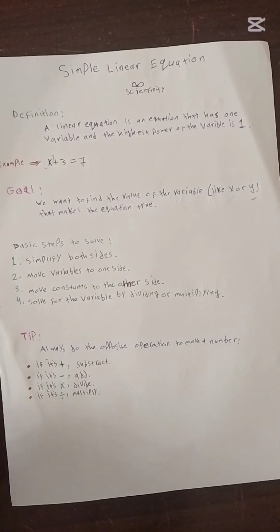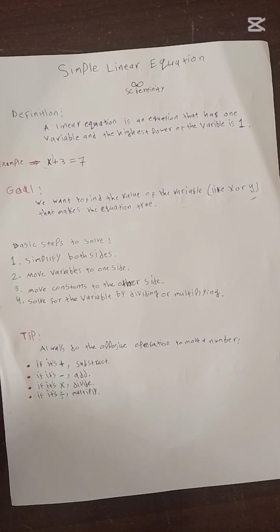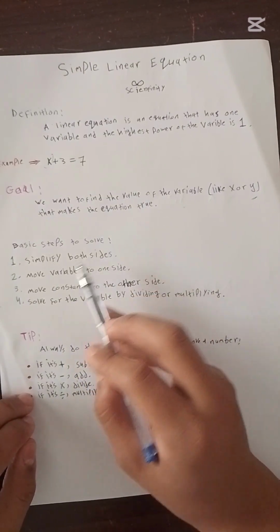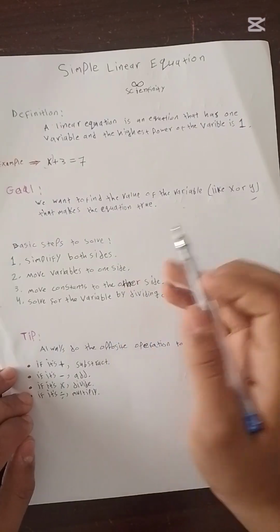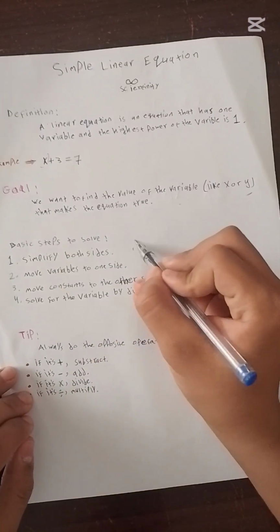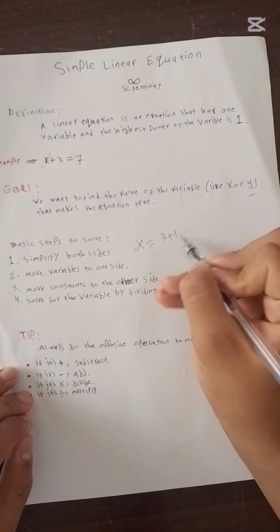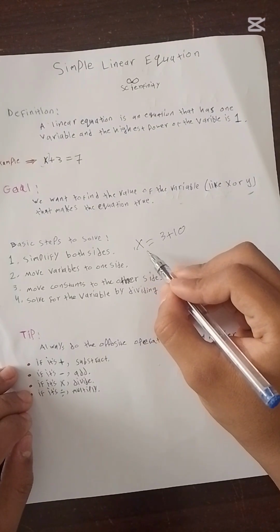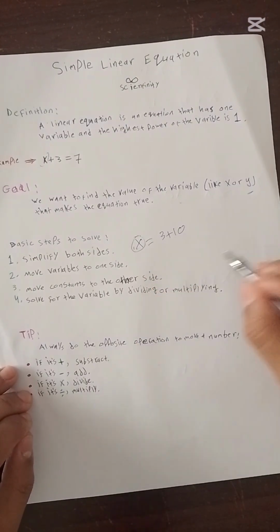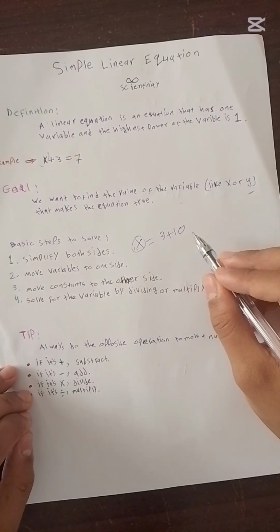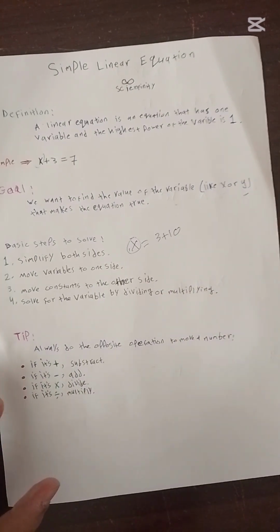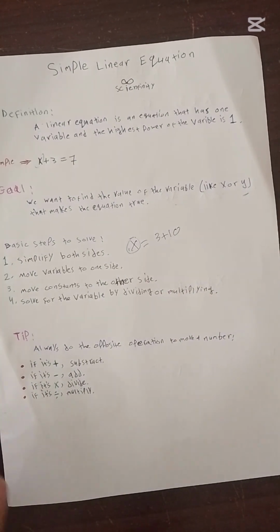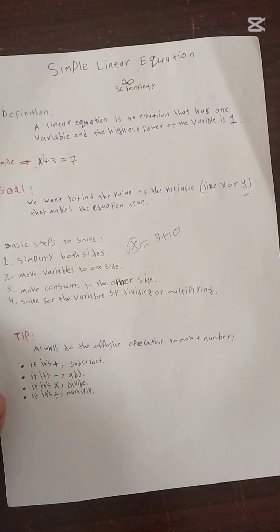So how can we solve the equation? We have to follow some steps. The basic steps to solve: one, simplify both sides if needed. For example, if we have x equals 3 plus 10, we don't have to simplify because it's already simplified. We have the variable x on the first side and the constants on the other side.